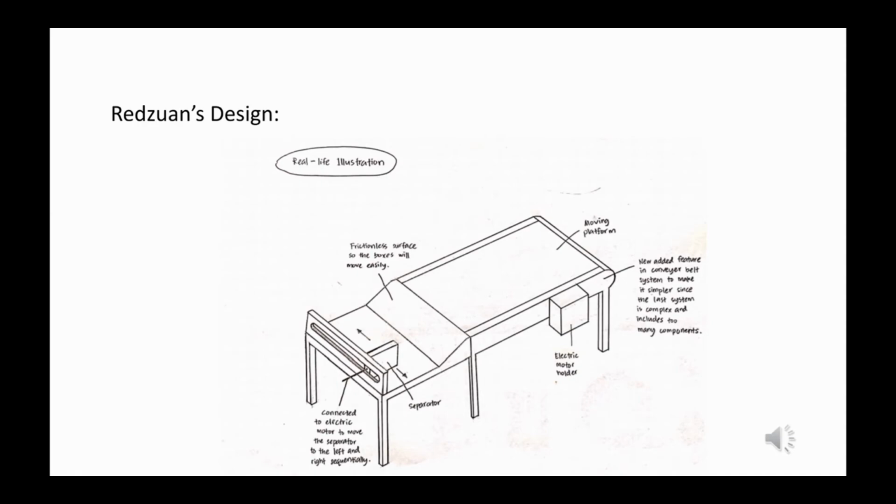In Redzuan's design, we can see from the conveyor belt system, which has an upgraded safety system that is simpler than the last time and uses fewer components than before. And then he added a frictionless surface so that the box will be transferred to the platform more smoothly.